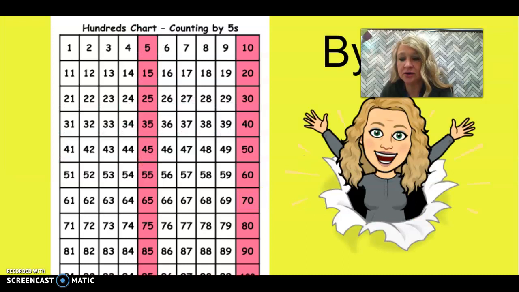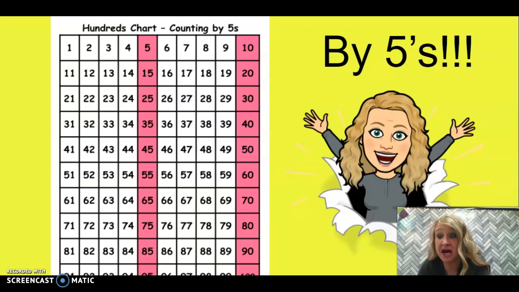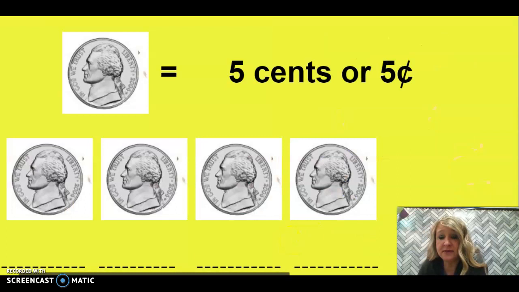When you count nickels, you're going to count by fives. So let's practice counting by fives to 100. Ready? 5, 10, 15, 20, 25, 30, 35, 40, 45, 50, 55, 60, 65, 70, 75, 80, 85, 90, 95, 100. Very good.